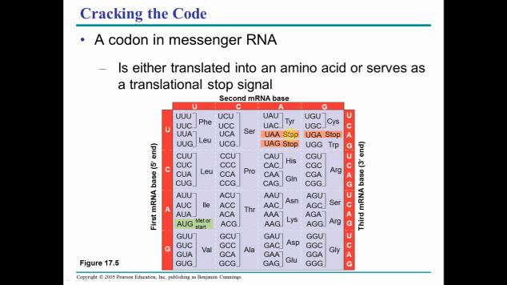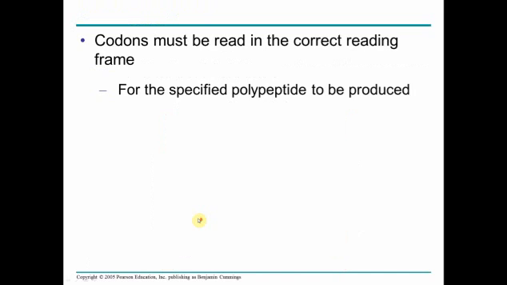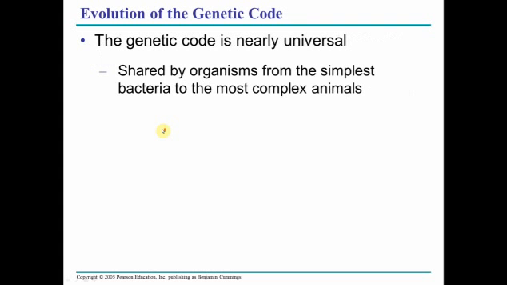You also notice a few of these code for stop. These code for release factors or stop factors that will end translation. And we also have a start codon, AUG, which codes for methionine, MET. Very important. All translation starts with AUG. So you have to read codons in the correct reading frame. You'll see later when we talk about mutations again that sometimes the reading frame can be shifted, and that causes serious problems. Every codon is changed.